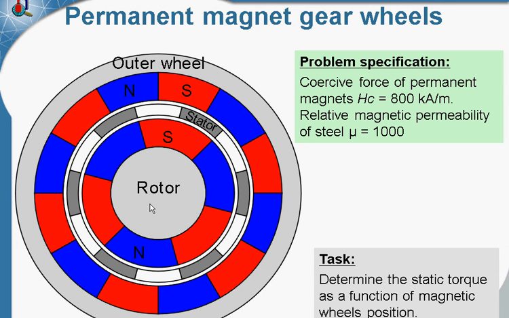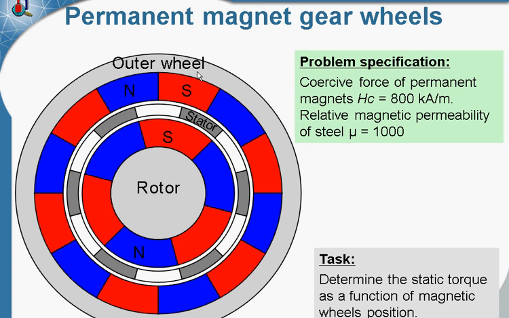I plan to simulate a series of magnetostatic problems for different positions of the outer wheel. For each wheel position the torque will be calculated, and this way we can find the maximum torque that the gear could transmit.